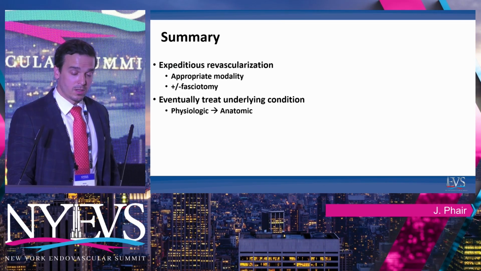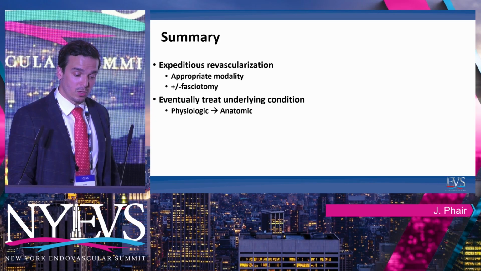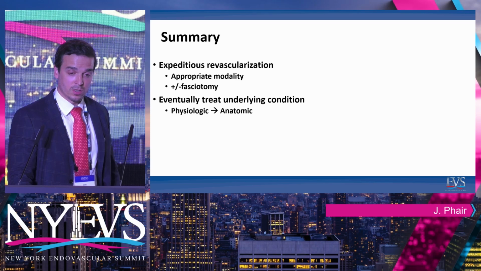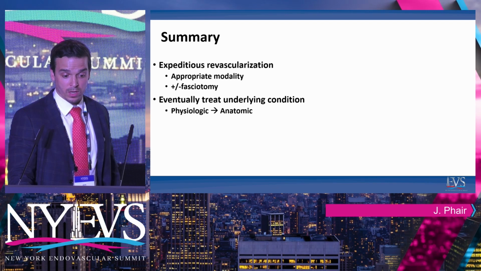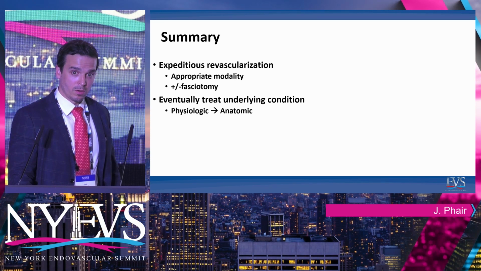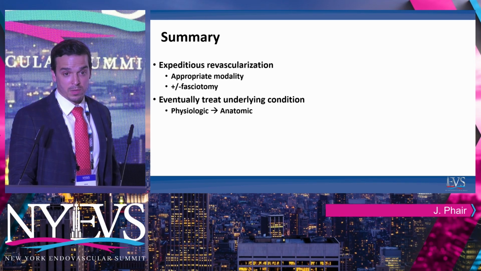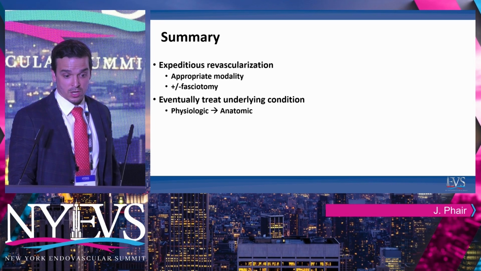So in summary, when you're dealing with acute limb ischemia, you want to accurately classify the patient, whether it's Rutherford 2A, 2B, or 3. And then if it's 2A or 2B, you want to get expeditious revascularization with an appropriate modality and be conscientious of the reperfusion injury that can happen afterwards.